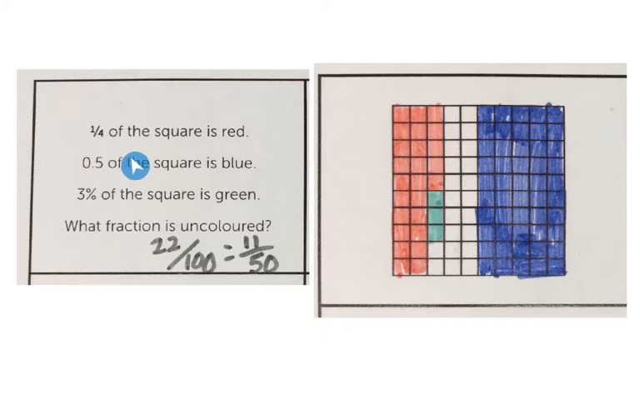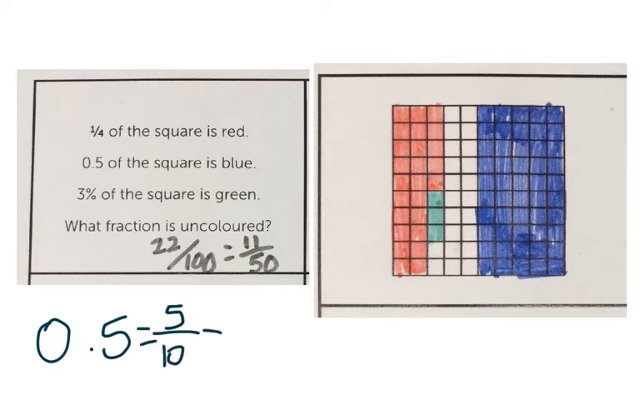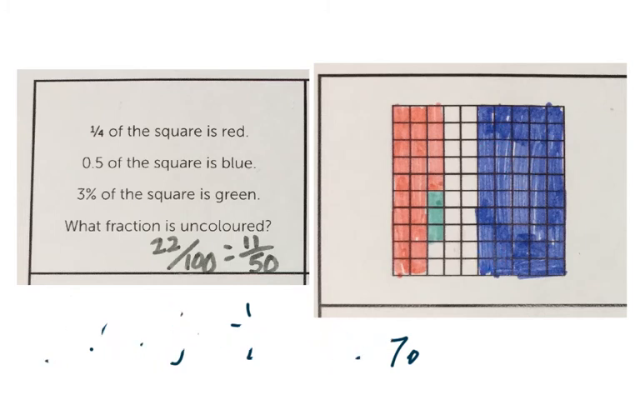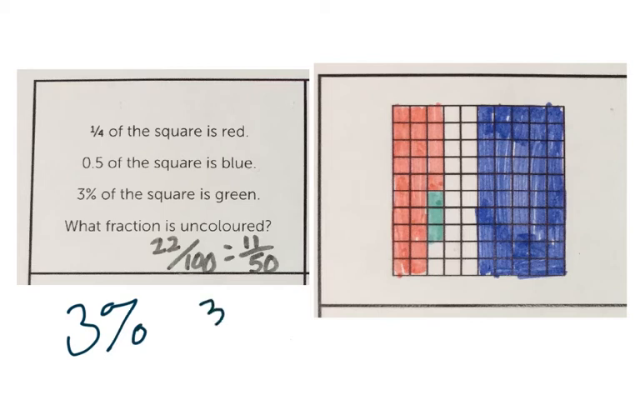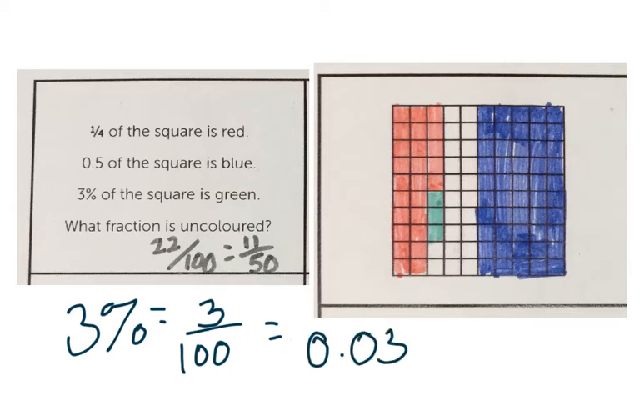0.5 of the square is blue. 0.5 is 5/10, which is the same as a half, or 50%. So here we have our 5 blue. I started at the other side just to make it easier. And then finally, we've got 3%. 3% is the same as 3 over 100, or 0.03. So it's just 3 individual squares.